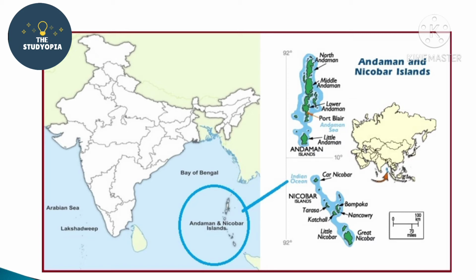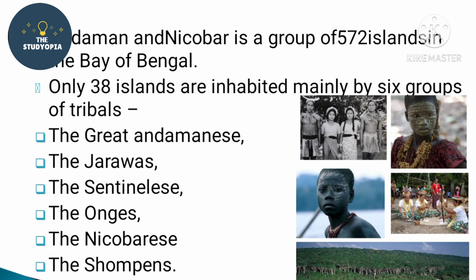Andaman and Nicobar Islands. As the map shows, you can see that Andaman and Nicobar is a group of 572 islands in the Bay of Bengal, but only 32 among these 572 islands are mainly inhabited by 6 groups of tribals. What are these tribals? These tribals are Great Andamanis, Jarawas, Sentinelese, Onges, Nicobarese and Shompens. These are the pictures of the mentioned tribal communities. Even today, they maintain their customs and traditions and live in harmony with nature.